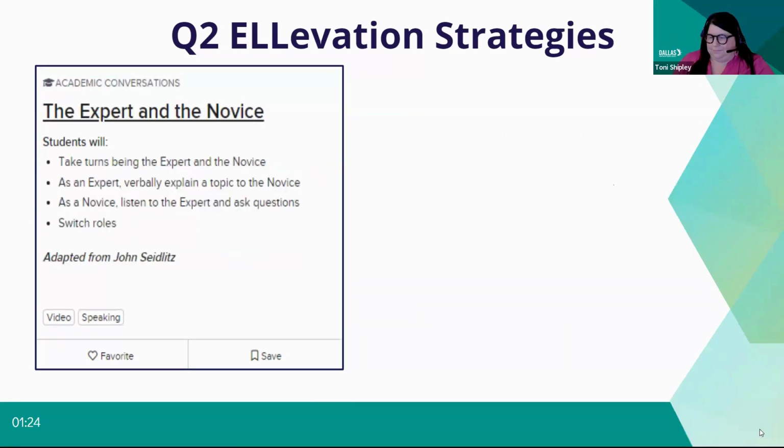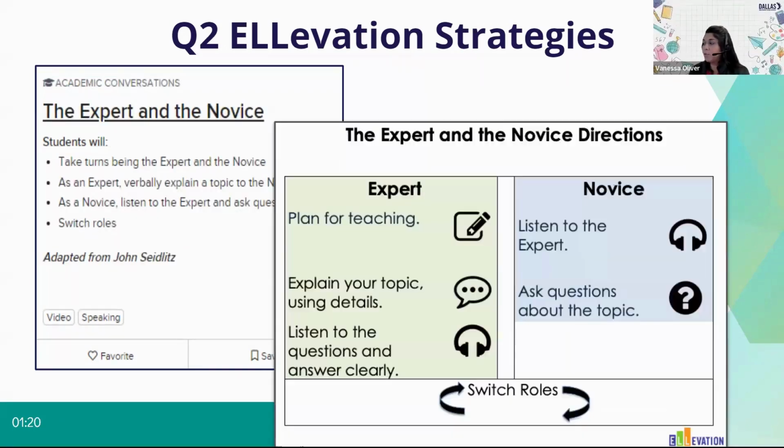And then on the same note, the expert and novice strategy applies the same idea, except one student is the expert and the other one is the novice.